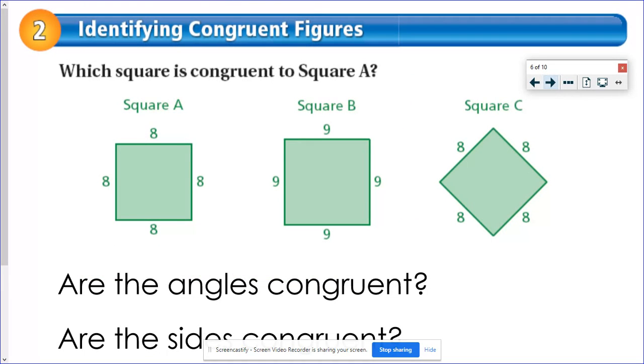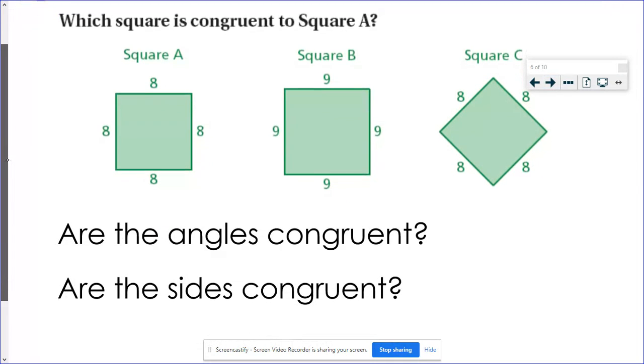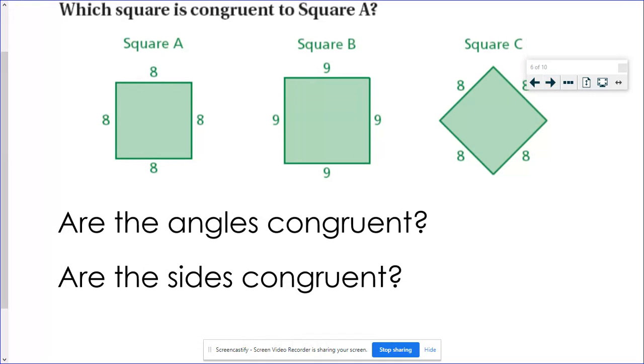When I have these three different squares, I want to find which square is congruent to square A. So we've got square A right here.